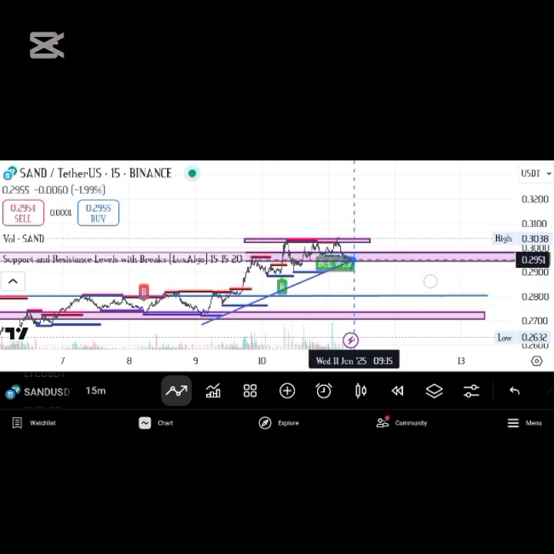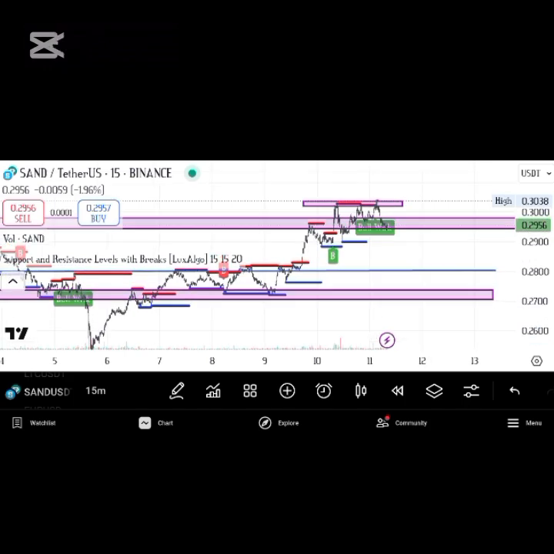So if it breaks, I'm looking to sell. If it breaks this place and retests, I will sell to this place. Then here I will close my trade. Then look for another buy, and buy from here to this place. Before this area, I will close out my trade. So you can see this indicator basically does the analysis for you, and you can see how good and precise the indicator is.